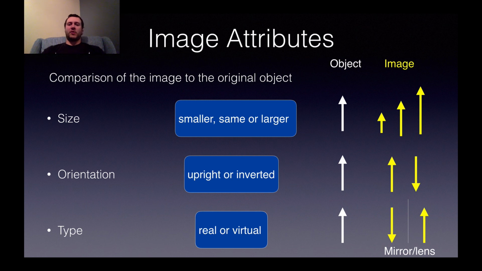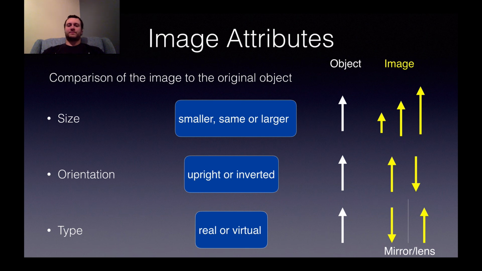Orientation, upright or inverted. If the arrowhead is pointed up for the object, upright would have the image arrowhead pointed up. Inverted, arrowhead will be pointed down. And then for type, we get real or virtual here. Here we have the object again, upright arrow. If that image shows up in front of the mirror, it's going to be upside down, and we're going to call that real. If the image shows up behind the mirror, it's going to be upright, and we're going to call that virtual.